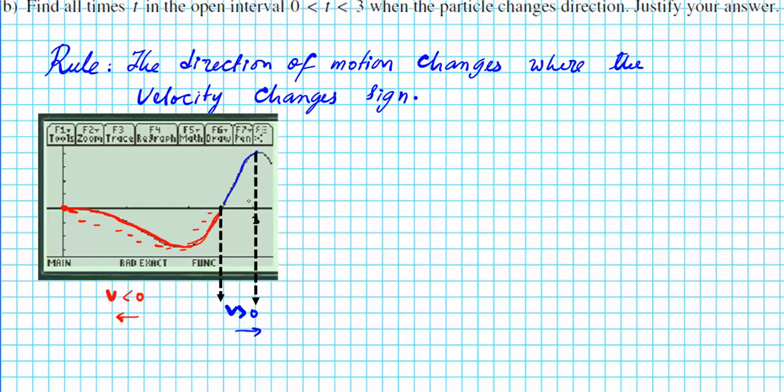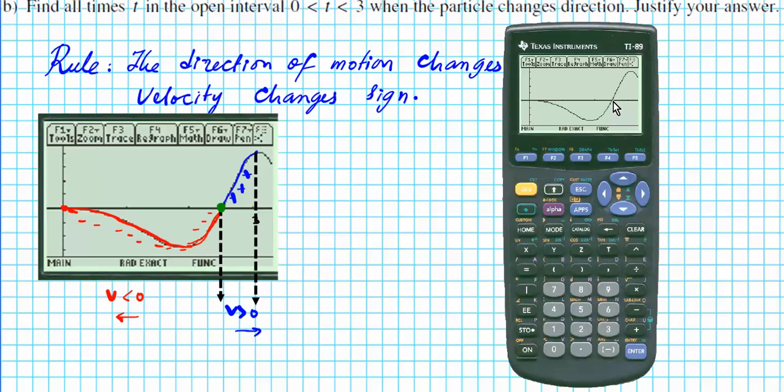So the question is, what happens at this point right here where it's neither negative nor positive? This is where the sign changes. It changes from negative to positive. Okay? So this is where the particle changes direction. So let's go ahead and find out what that is. That is basically the 0 of the velocity function, or the x-intercept. So we're going to find out what that is.